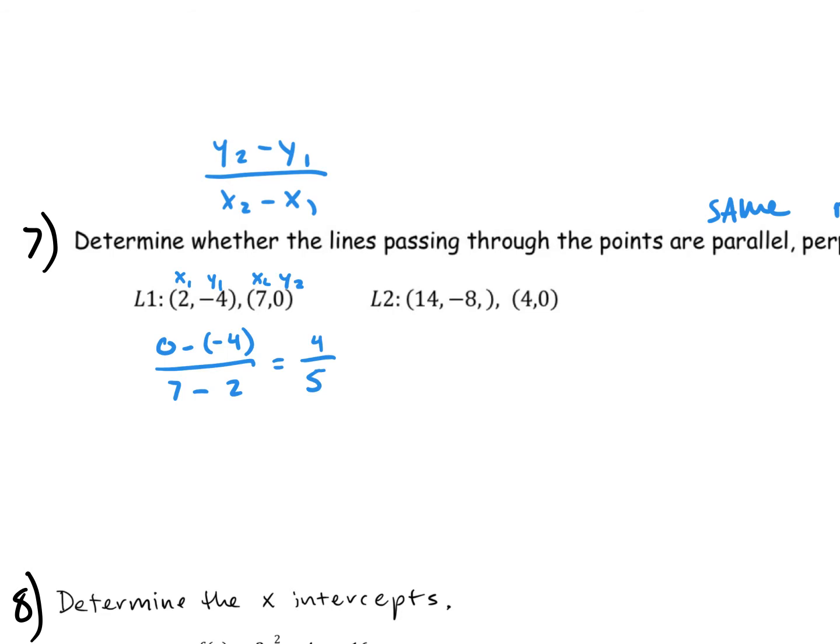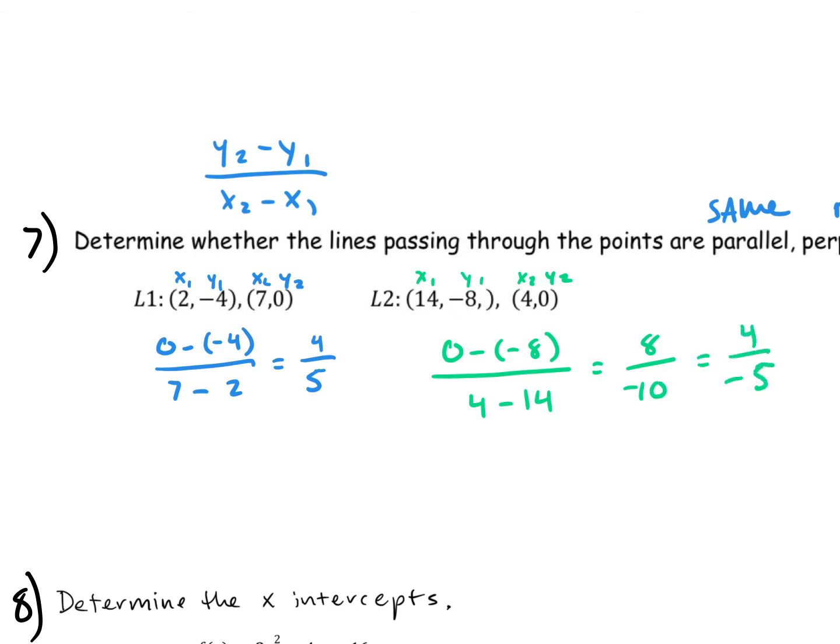Then we have to find the slope of line 2. So again, I have x1, y1, x2, y2. Plug it into my formula. 0 minus negative 8 over 4 minus 14. So this would be 8 over negative 10. This simplifies to 4 over negative 5.